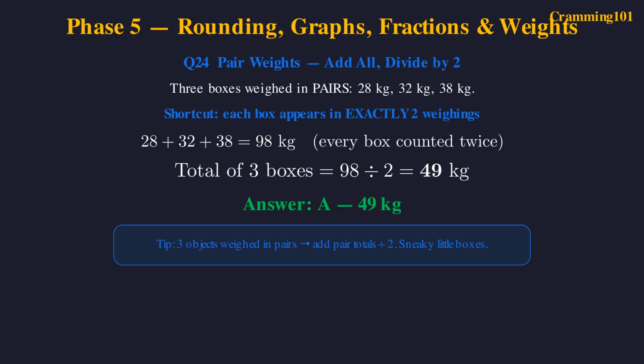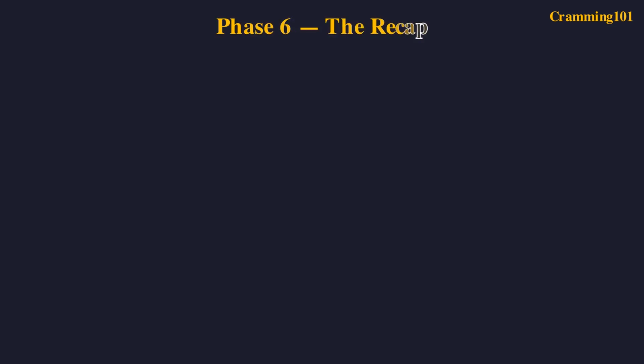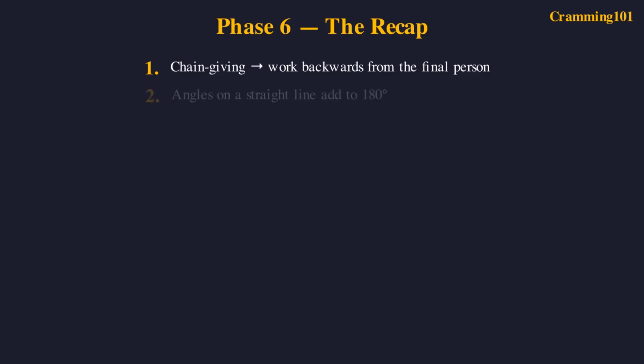Phase 6. Lesson 4. Recap. Let's recap the 6 survival rules from Lesson 4. Rule 1. For chain-giving questions, work backwards from the final person. Rule 2. For angle questions, use symmetry and remember, angles on a straight line add to 180 degrees. Rule 3. For division with remainders, use total equals groups times amount plus remainder.